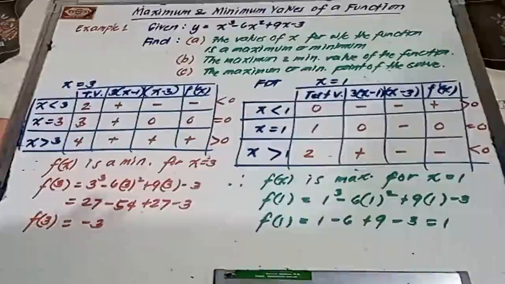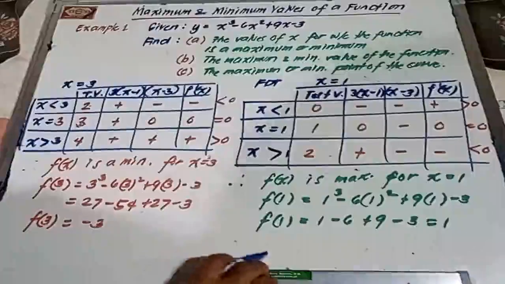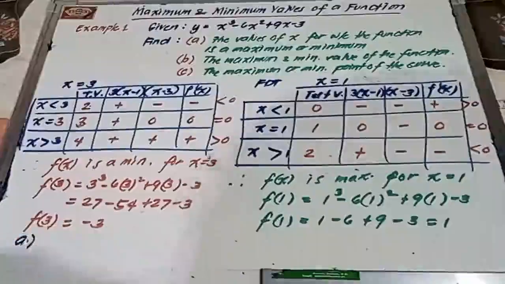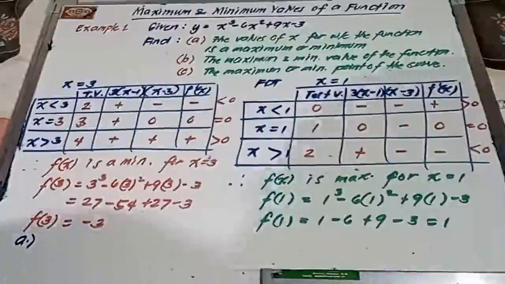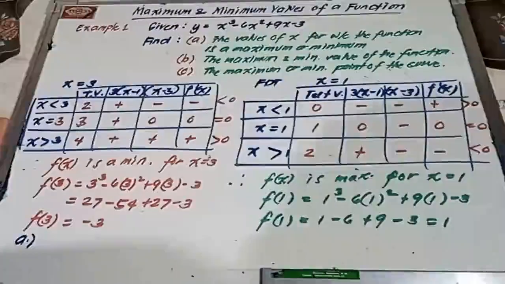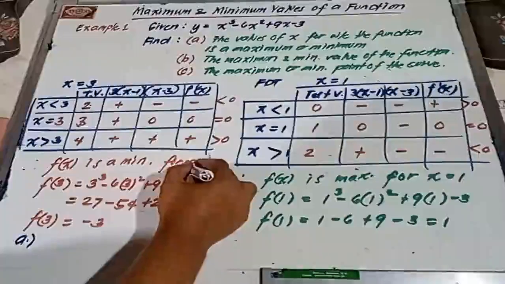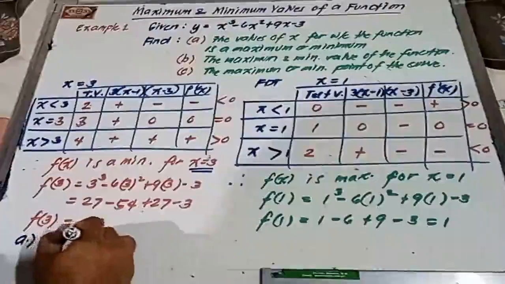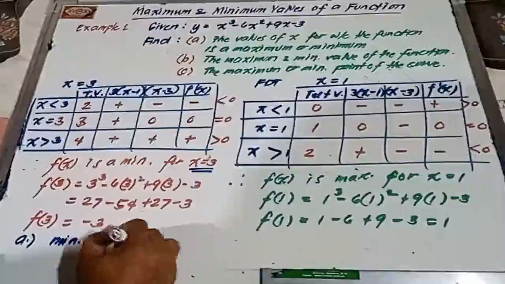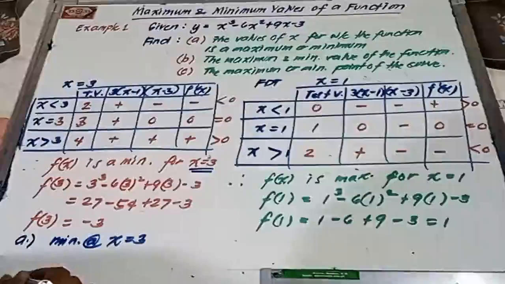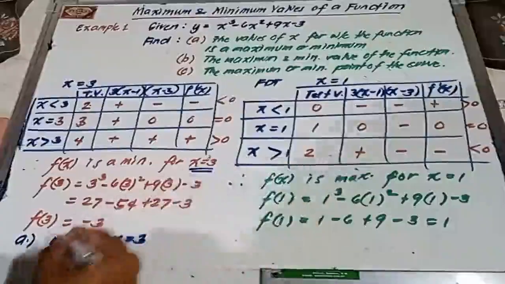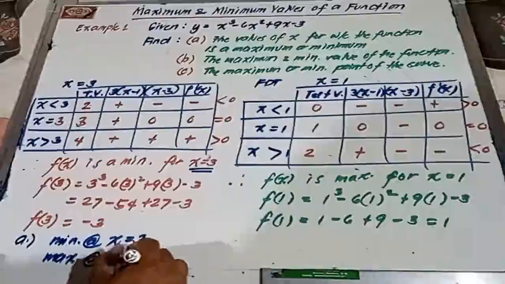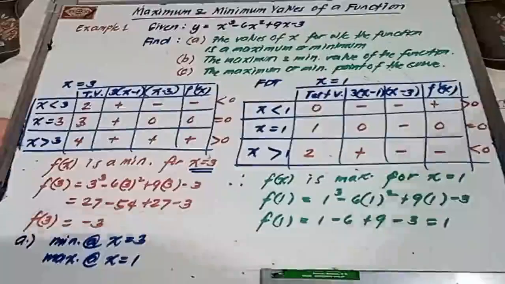Ang ating letter A na sagot, A, the values of x for which the function is a maximum or minimum. So, ibig sabihin, ito yung values of x na siya ay minimum. Minimum at x equals 3. Then, ito yung maximum siya sa x equals 1. Maximum at x equals 1. Okay. Yun ang sagot natin sa letter A.